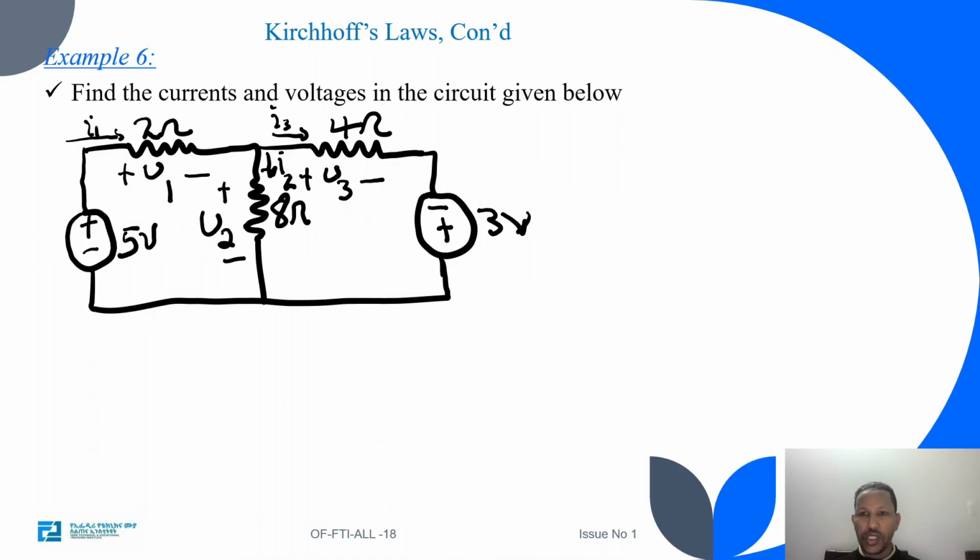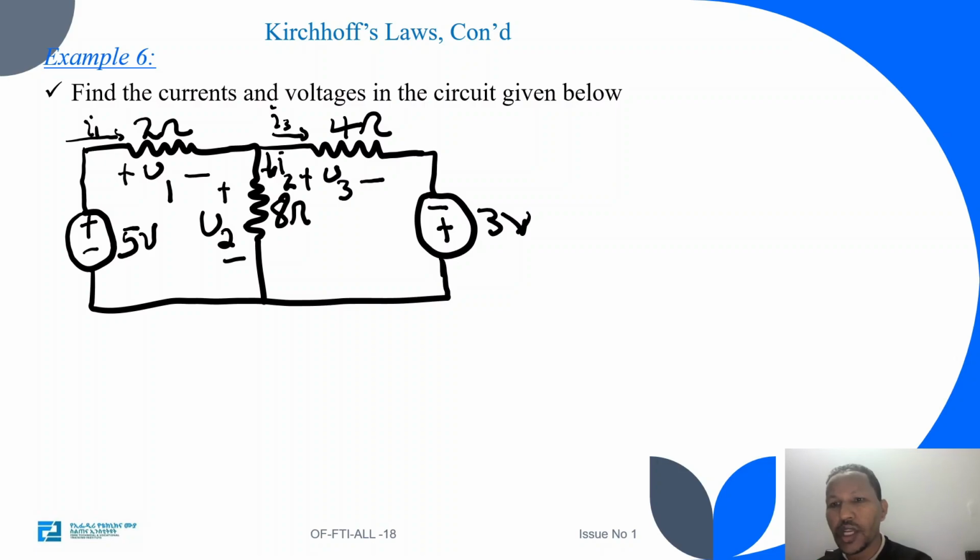Now let's consider this circuit. Find the currents and voltages in the circuit given below. We have the current directions given as I1, I2, and I3, and we are asked to determine V1, V2, and V3. The circuit consists of 5 elements: 2 voltage sources and 3 resistors.